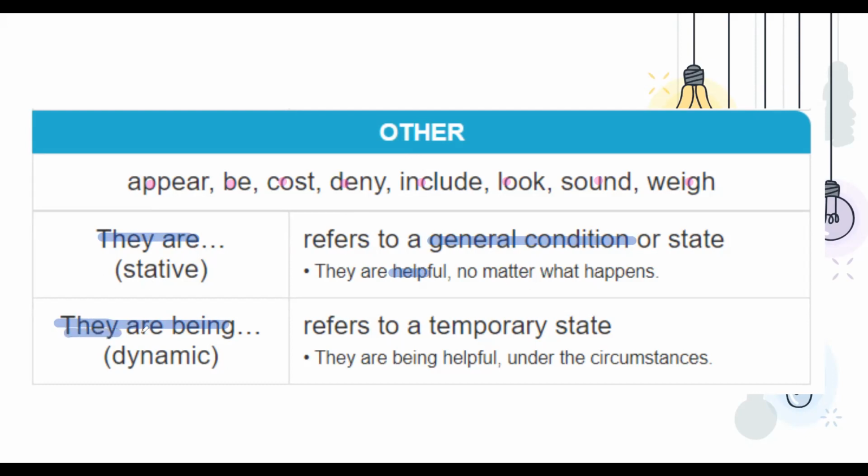But when I say they are being, it refers to a very specific time or a temporary state, like they are being helpful under the circumstances. So they are not always helpful. It's only under these circumstances or only at that specific moment that they are being helpful. Okay, it's like when you behave in a way that is going to give you a benefit. So you do something out of the ordinary to do that. You are being different at that time, usually to get something in return.